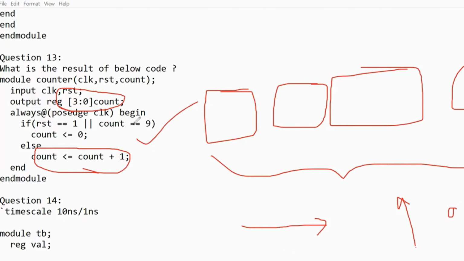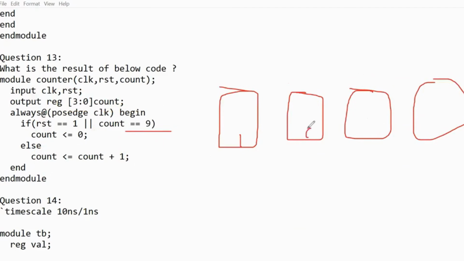Why won't it count 0 to 15 here? It is up to 9 only, ma'am. So it is a modulo 9 counter. 9 means 1, 0, 0, 1.